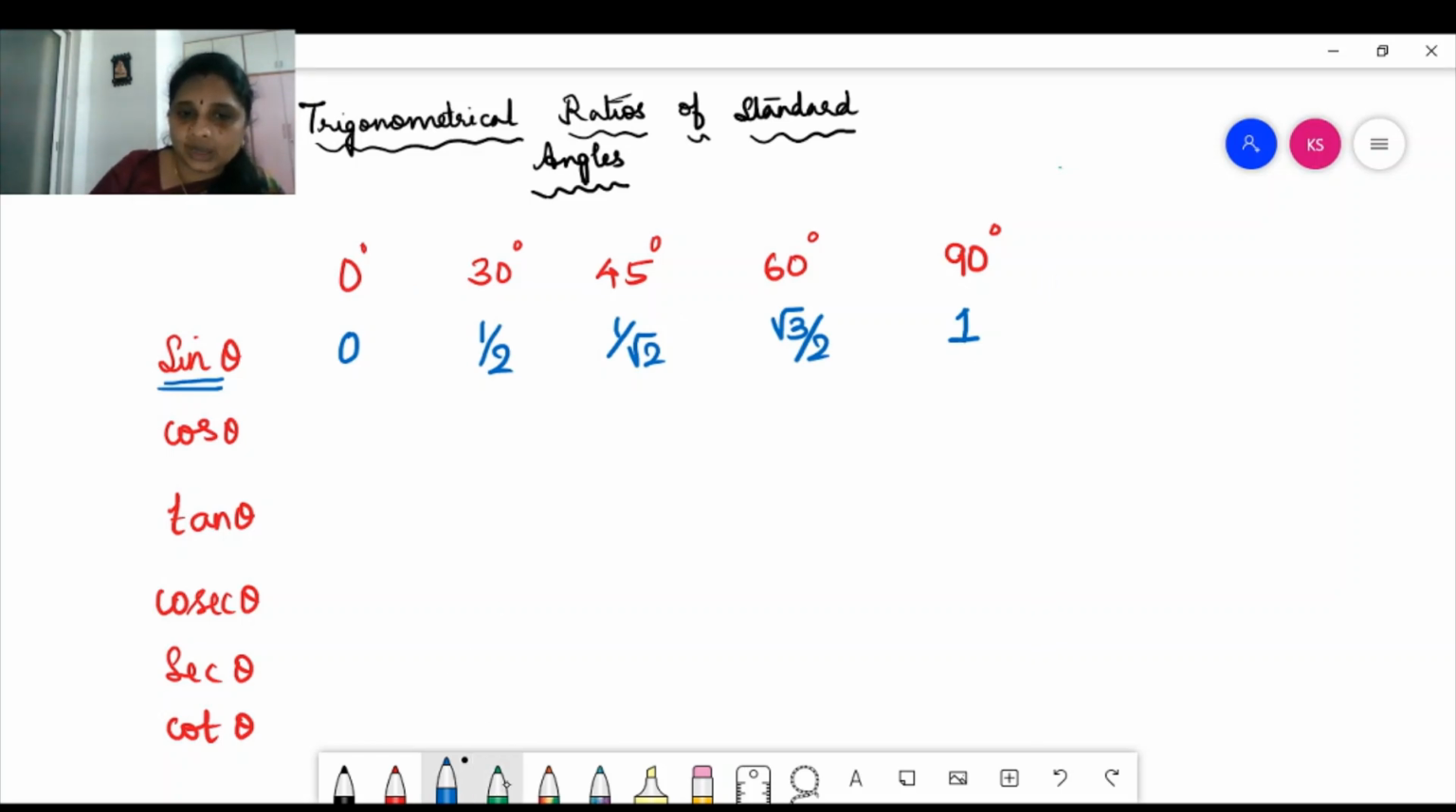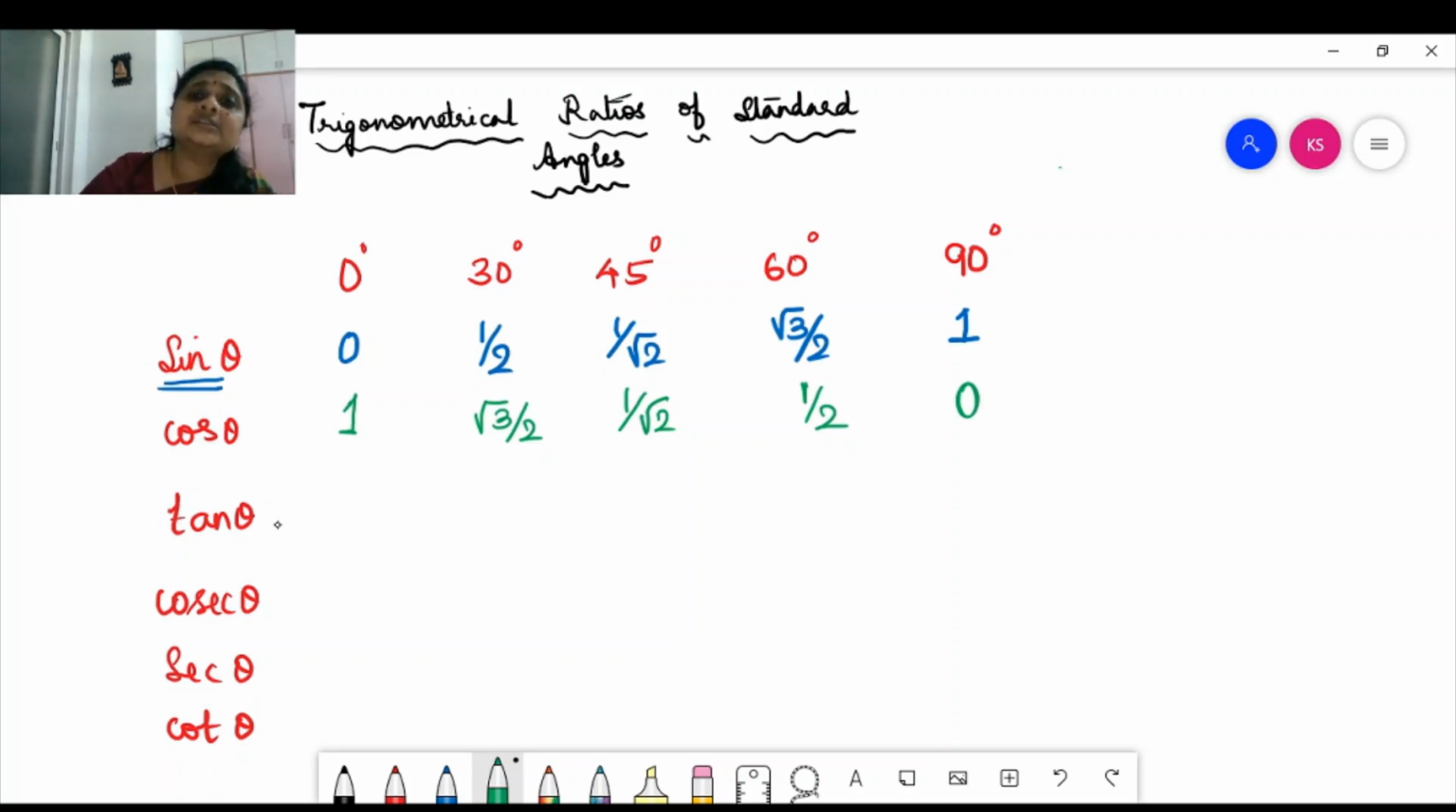Now, what will be the cos values? Cos theta values will go in the reverse order. Sine 90 value will be the cos 0 value. So 1 comes first, and starting from 1, I'm going to come backwards. So then cos 30 is going to be root 3 by 2, and cos 45 is going to be just 1 by root 2 again. And then cos 60 is going to be 1 by 2 and cos 90 is going to be 0.